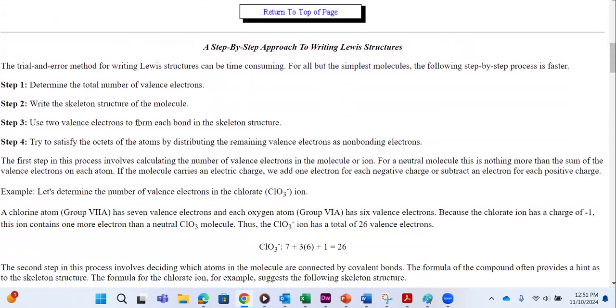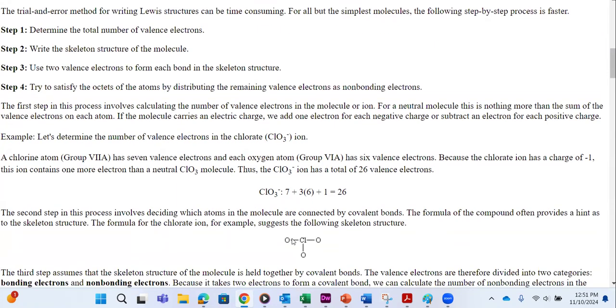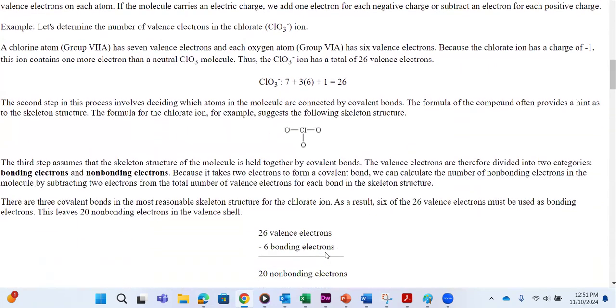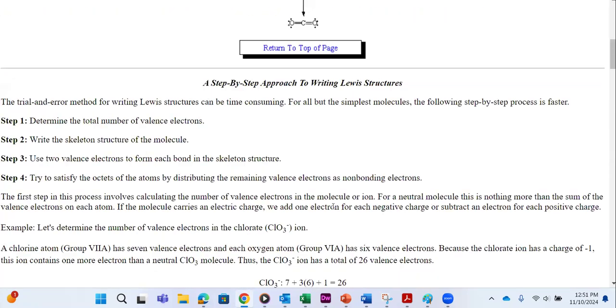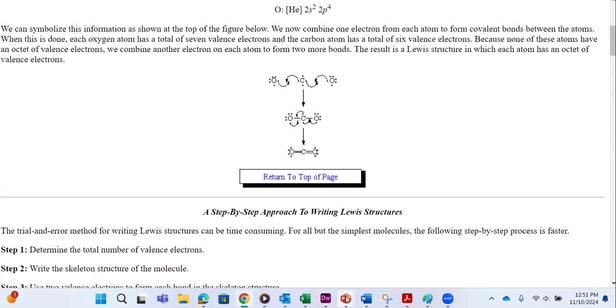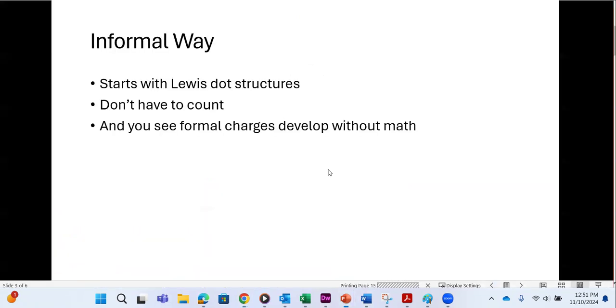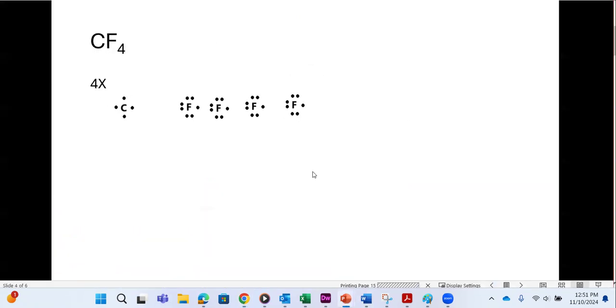The kind of normal way is that you count up how many valence electrons you have, and then you have to do the first structure, and then you have to do some math, seeing how many bonding, anti-bonding. All right, feel free to use that, but the informal way is much better in my mind.